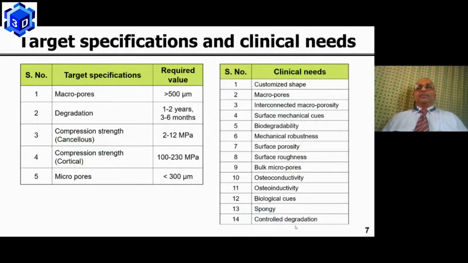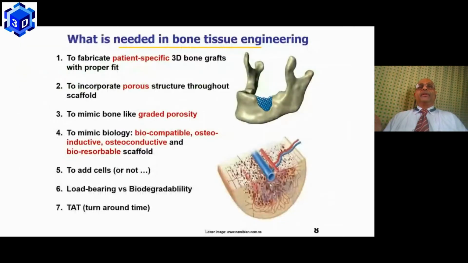Listed here are some of the target specifications. There are numerous specifications which I will not read out, which include porosity and the ability to degrade over time. Here there are two requirements: a short degradation time as well as a long degradation time, depending on the area, the kind of strength needed, cancellous or cortical bone, and the types of porosities ranging from micro to nano. The clinical needs include various customized shapes and the ability to be osteoconductive or preferably osteoinductive, and to have a controlled degradation over a period of time.